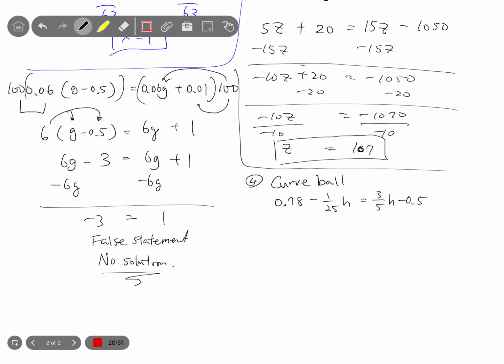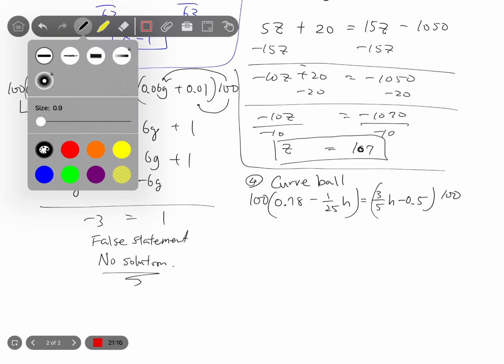Okay, so I am going to multiply both sides by 100. Reason being, I'm dealing with decimals: 0.78 and 0.5. 0.78 has 2 decimal places, so to clear that out, I need to multiply by 100. So I'm going to multiply both sides by 100, and then I'm going to go ahead and distribute.